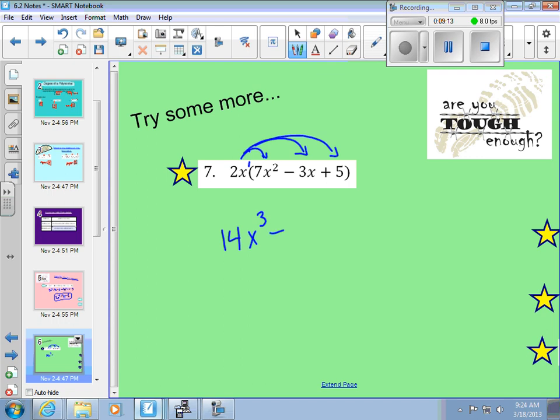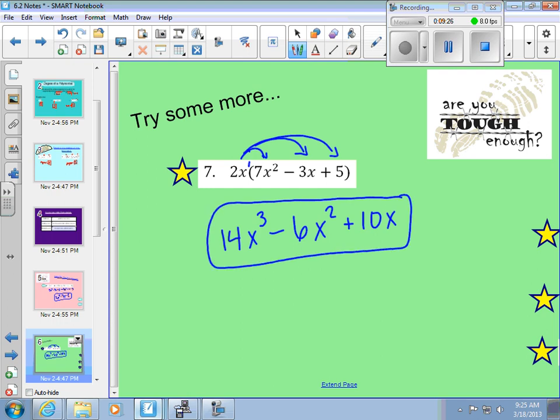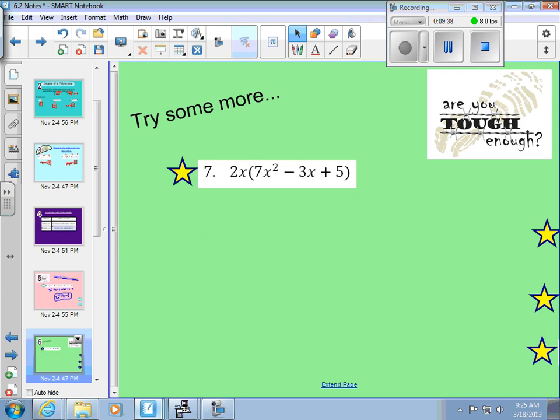Minus. Now we multiply to the next one. 2 times 3 is 6. x times x is going to be x squared. And that's the second one. Now finally multiply to the last one. 2 times 5 is 10x. And so that's the solution to that one. Okay, I want you to try number 8. Let's look at number 9. This one's a little bit harder.